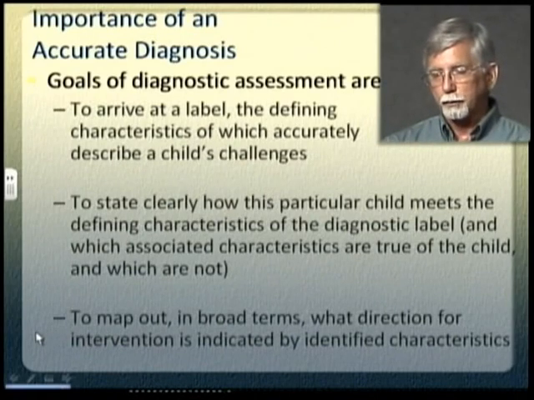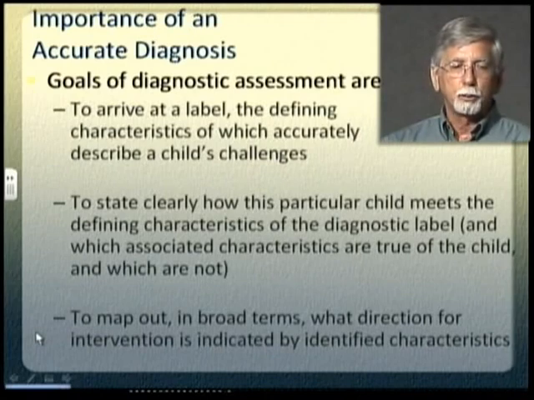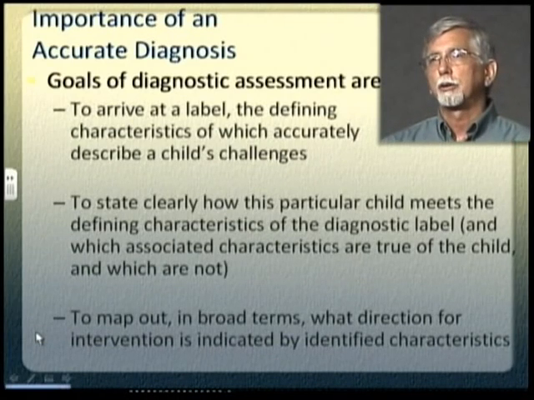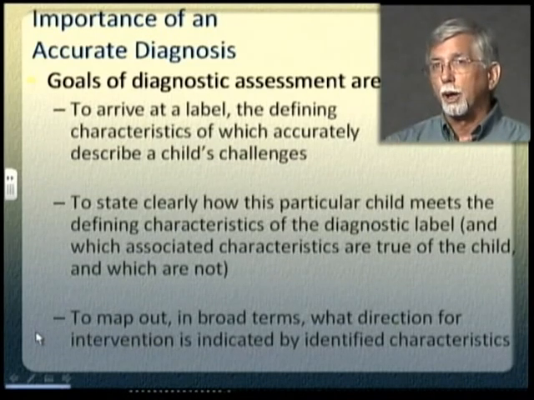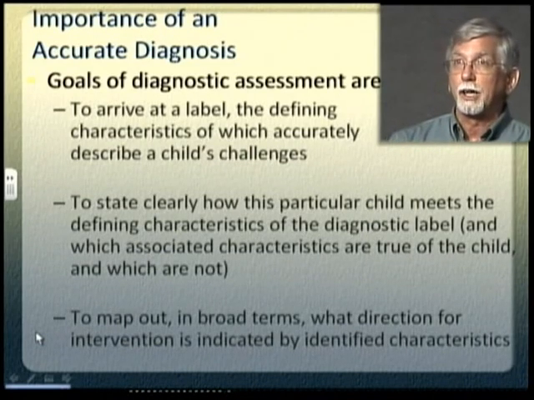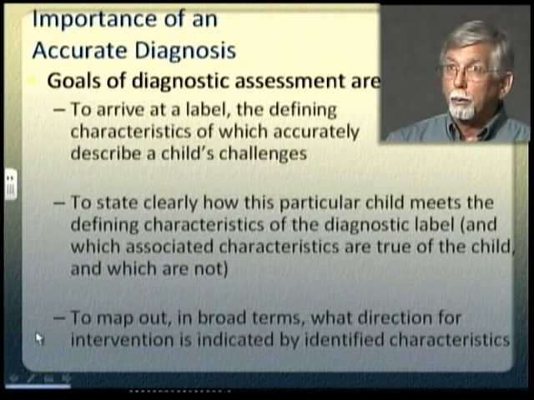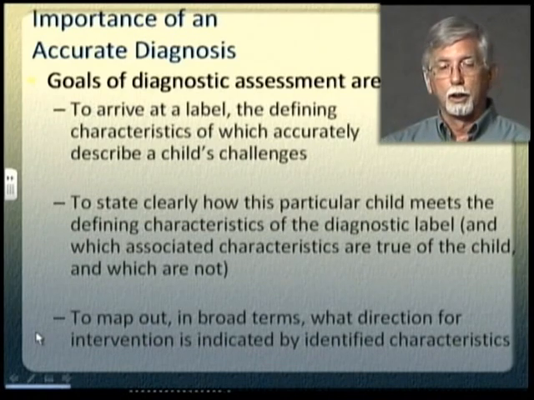Finally, with respect to diagnostic assessment, I mentioned earlier we want to be clear about what are the associated characteristics that are true of the child. So there are some characteristics that are often associated with autism, but that are not part of the defining characteristics and not part of the diagnostic criteria. Our diagnostic assessment should identify when those are present in the child as well and be clear about what they are.